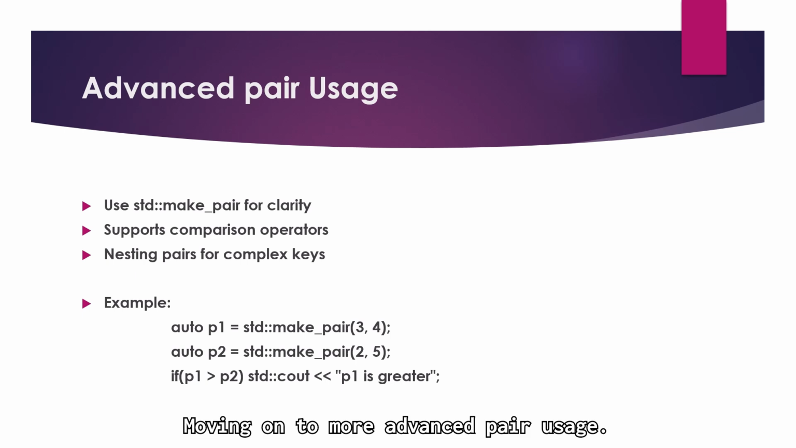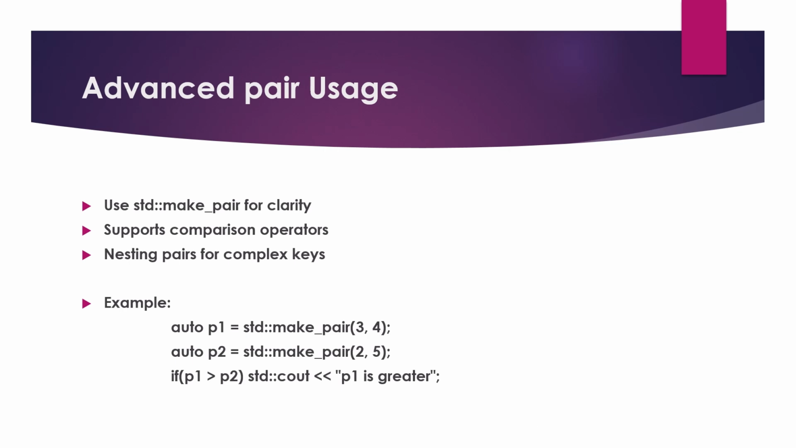Moving on to more advanced pair usage. While pairs are commonly initialized directly, you can also use make_pair for more clarity and automatic type detection. This is particularly useful when the types of the elements are not explicitly obvious. Pair also supports comparison operators, allowing us to easily compare pairs based on their first and second elements. You can even nest pairs to create more complex structures such as multi-dimensional keys for sorting or searching. Let's consider an example where we compare two pairs and check if one is greater than the other.